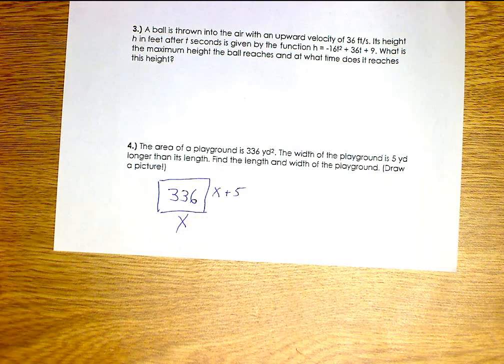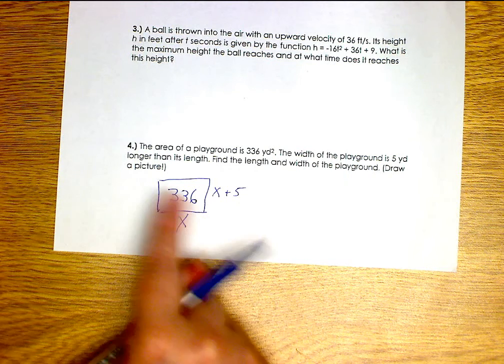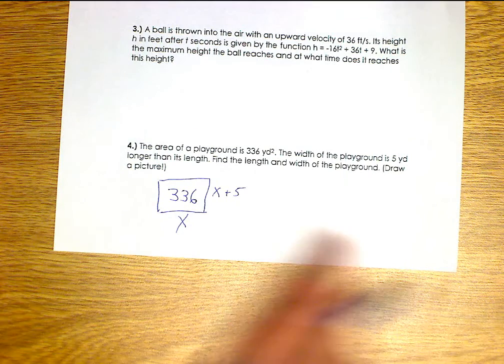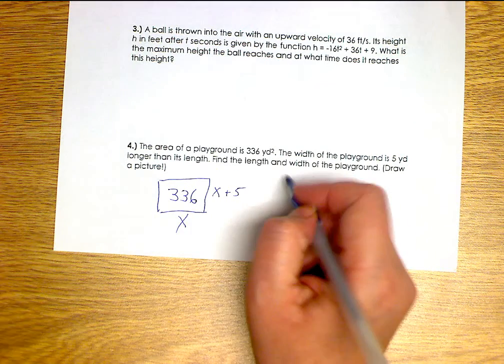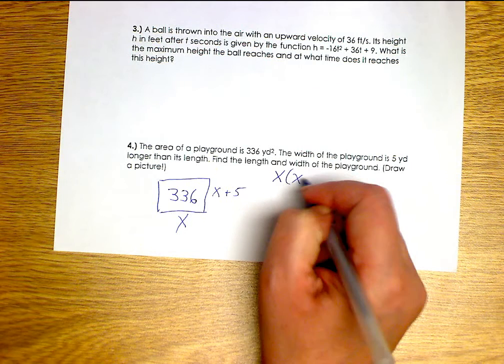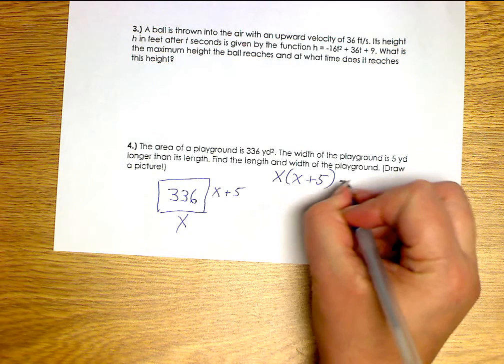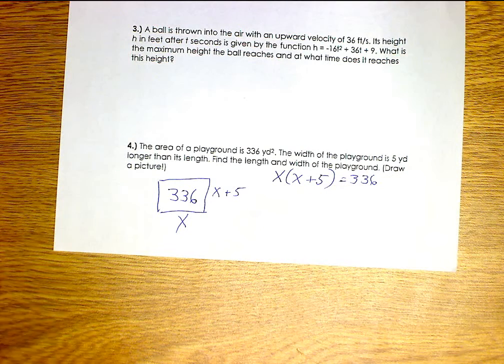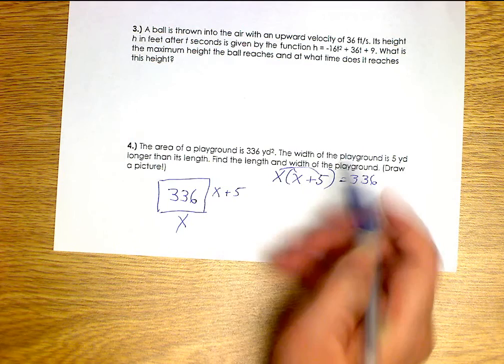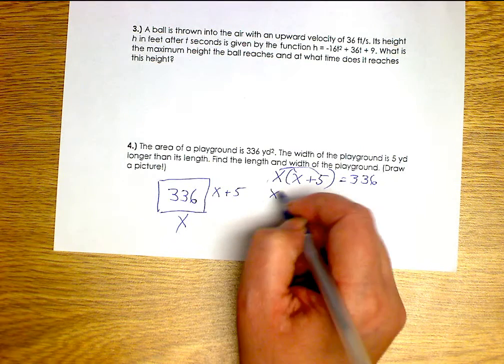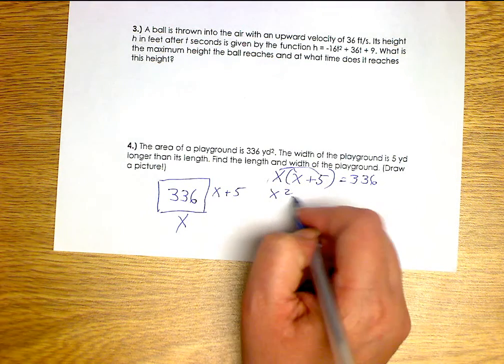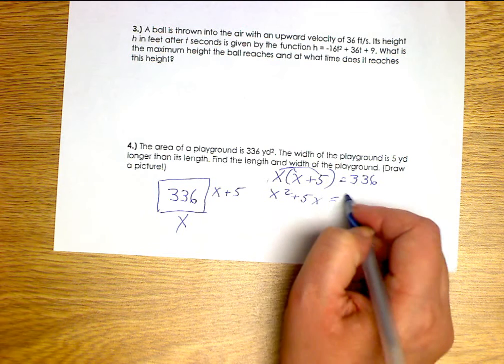How do you find an area of any figure, of a rectangle? Length times width. So we are doing x times x plus 5 equals 336. Now we have to distribute, so you're going to distribute that x. X times x is x squared. X times 5 is 5x, is equal to 336.